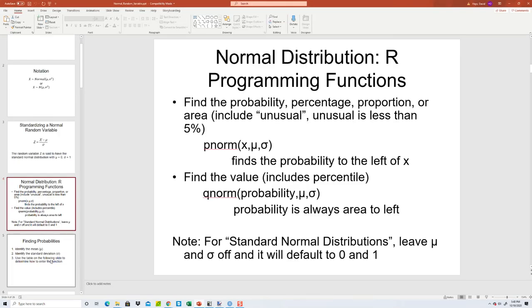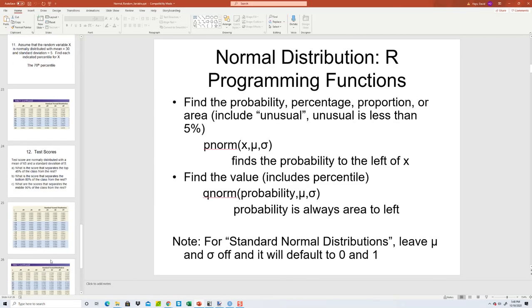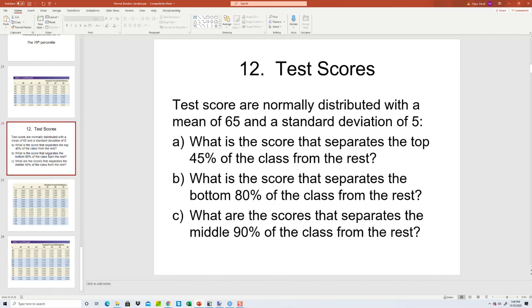Now the last one has many parts to it, and I'm done showing them by hand. I think you get the idea on that. So I'm going to do number 12 just on the calculator, just in R programming. I'm so used to teaching with the TI-83, TI-84, I have to rethink.